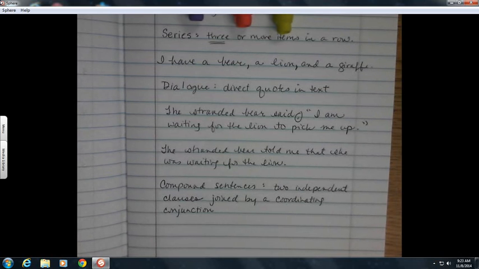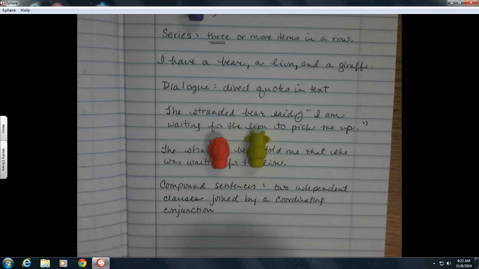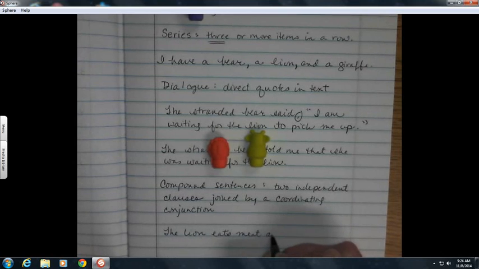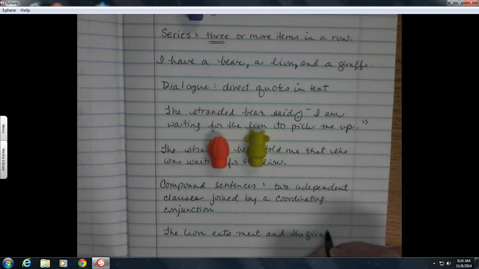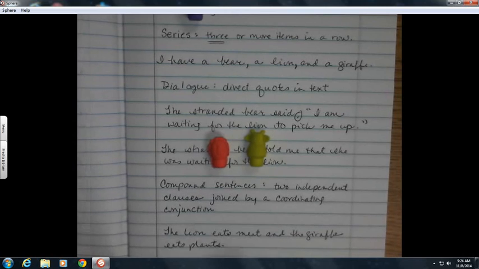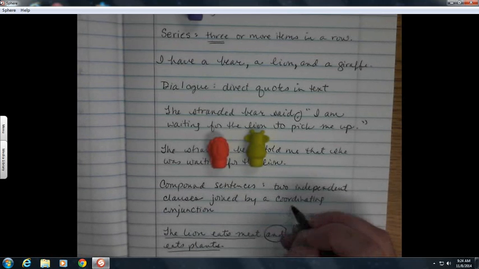So to give you an example using our friends again, the lion eats meat and the giraffe eats plants. The lion eats meat and the giraffe eats plants. These are two independent clauses. The lion eats meat could stand all by itself. The giraffe eats plants could stand all by itself. So I've got two independent clauses joined by the coordinating conjunction and. So what do I need before and? I need a comma.